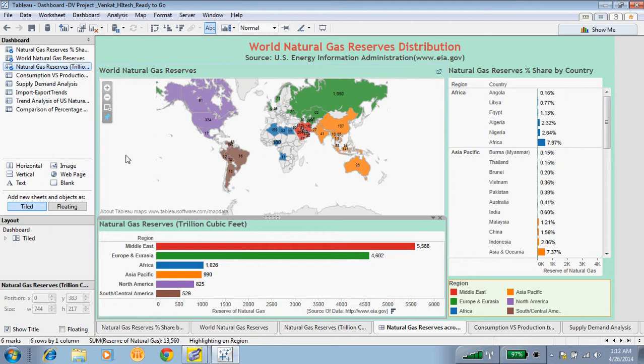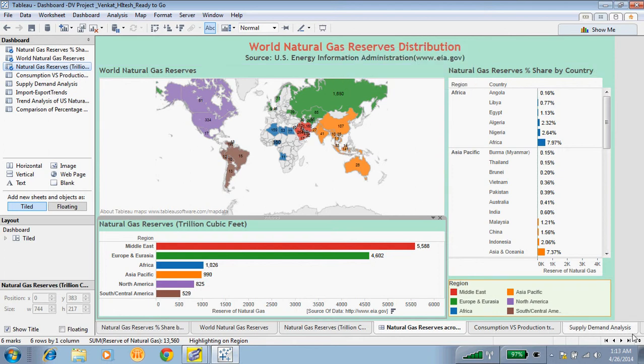And other values we can get are the distribution values, and here we can see Middle East has the maximum reserves of natural gas when we see it region wise, and if you see Russia over here, it has more natural gas reserves when we are taking the values at country level.